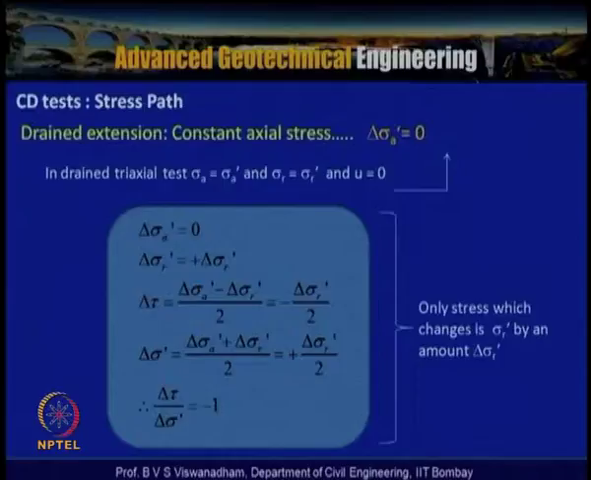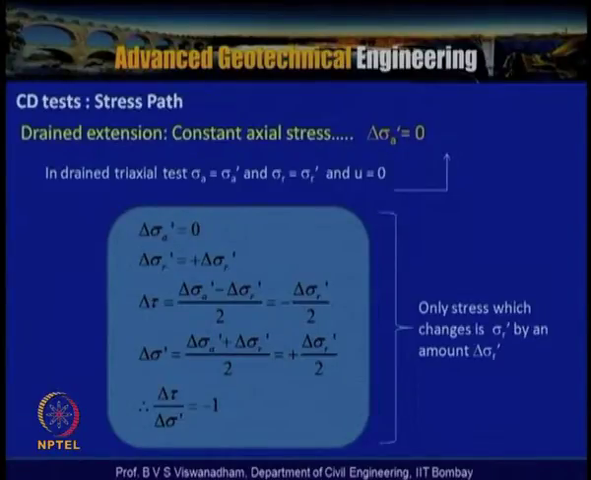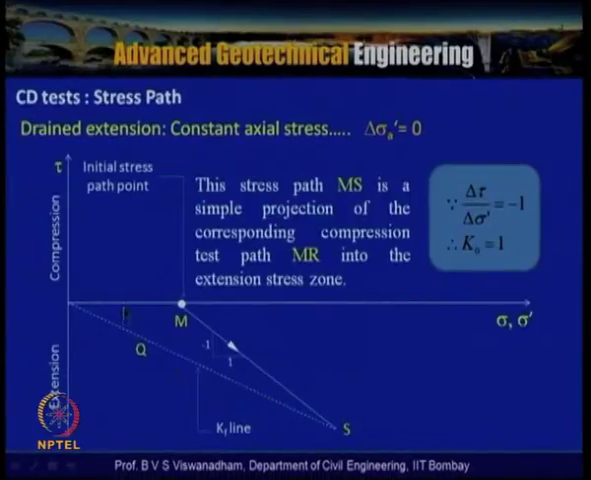So the only stress which changes is sigma r dash, by an amount delta sigma r dash. The axial stress delta sigma a dash is not changed. So what we get is that the stress path MS is a simple extension of the corresponding compression stress path MR, as indicated here, into the extension stress zone. This is where delta tau by delta sigma dash is equal to minus 1, for a k naught equal to 1 condition, but this is for the isotropic case.